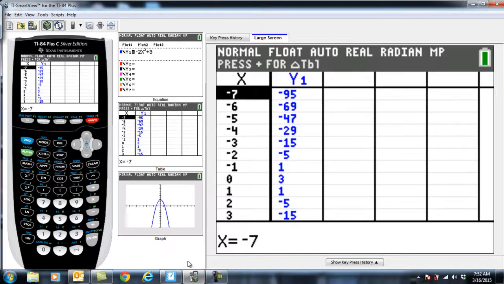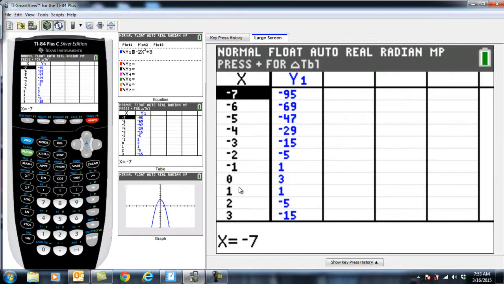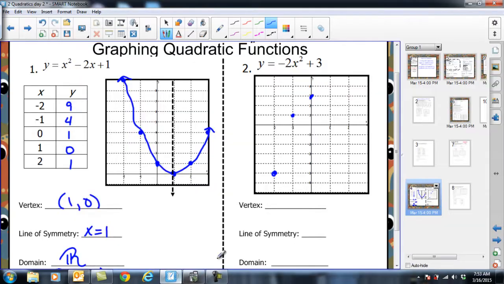Then at -1, it's at +1. So at -1, 1. And then at 0, it's at 3. And then at 1, it's at 1 again. And then at 2, it's back down here at -5. And so it has this symmetry going on.